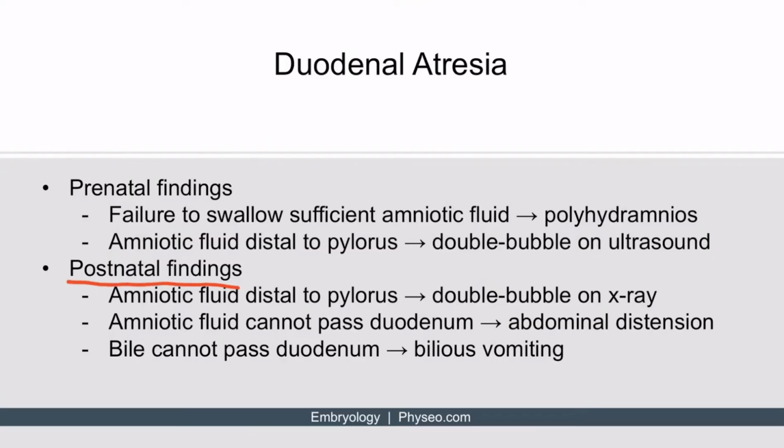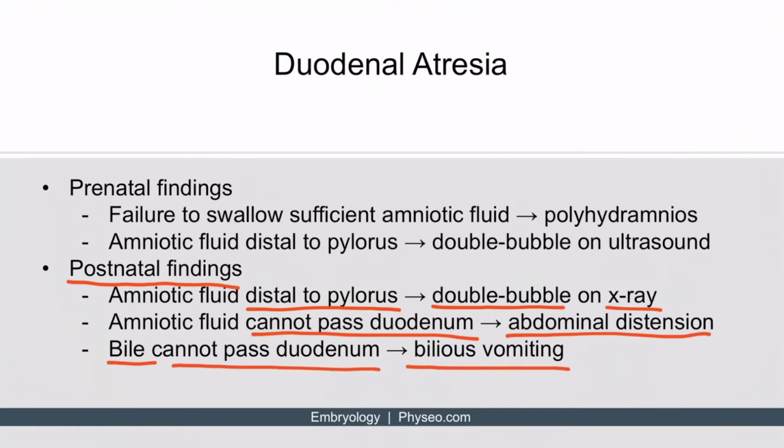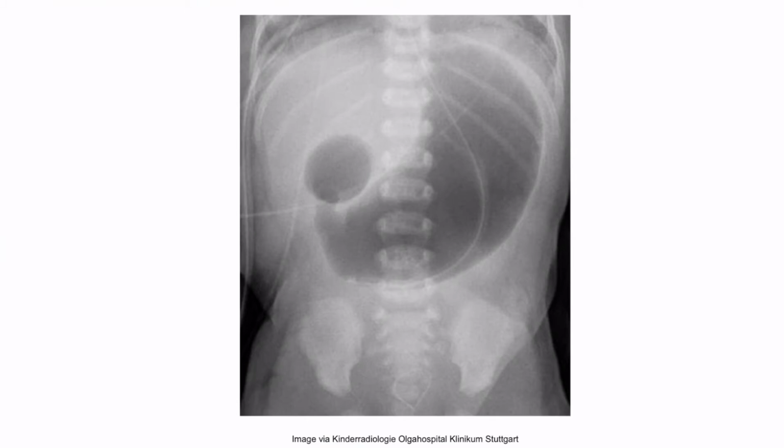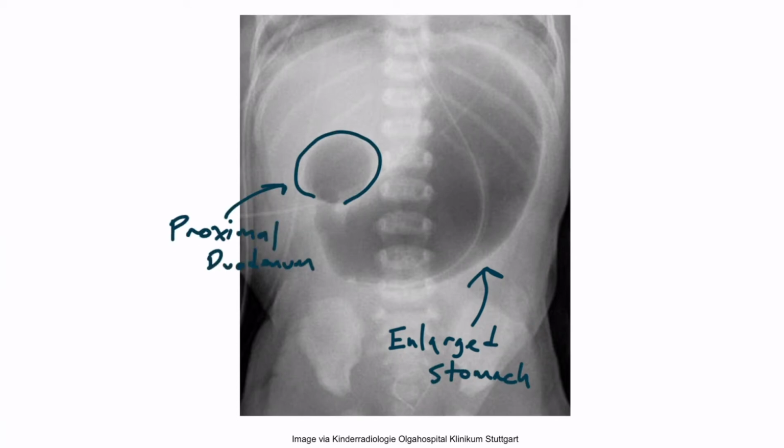Now let's focus on postnatal findings. After birth, the amniotic fluid is distal to the pylorus, so you can still see that double bubble appearance on an X-ray. And since amniotic fluid can't pass the duodenum, the patient can experience abdominal distension. And since the bile can't pass the duodenum, the patient will have bilious vomiting. Here's an X-ray showing that double bubble sign seen in duodenal atresia. You can see an enlarged stomach, and you can see that proximal duodenum.